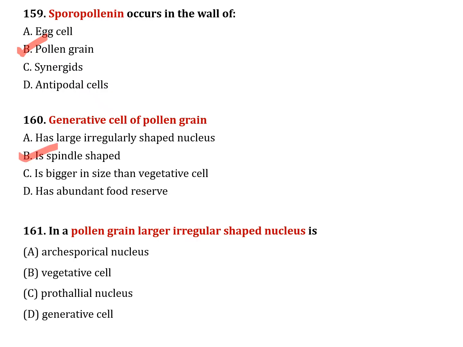The next question, number 161. In a pollen grain, larger irregular shaped nucleus is in option A, archisporial nucleus. Option B, vegetative cell. Option C, prothallial nucleus. Option D, generative cell. Correct answer is option B, vegetative cell.